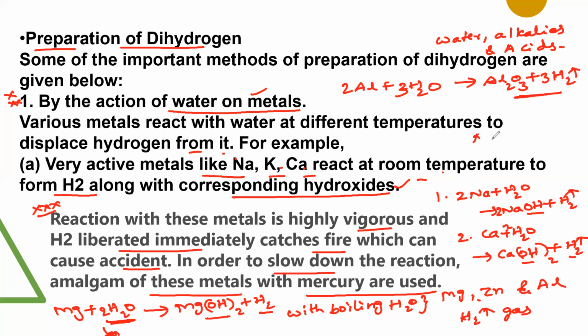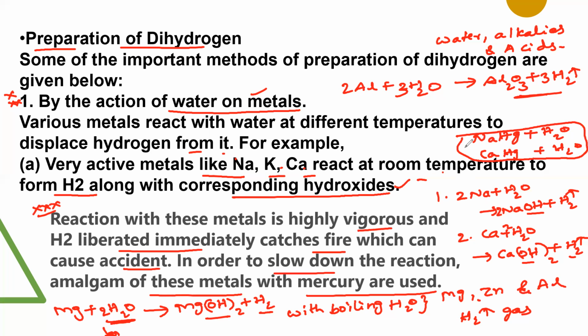Amalgam means sodium with mercury, that is sodium amalgam. Sodium amalgam combines with water. So calcium amalgam, CaHg, combines with water and so on. So amalgam is used to prevent that fire. So this is the first preparation of hydrogen.